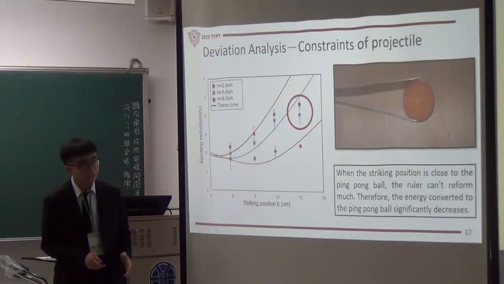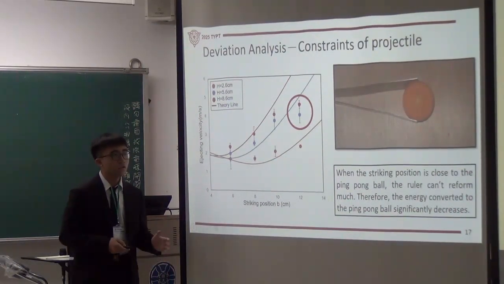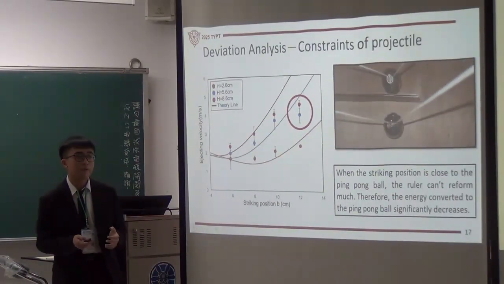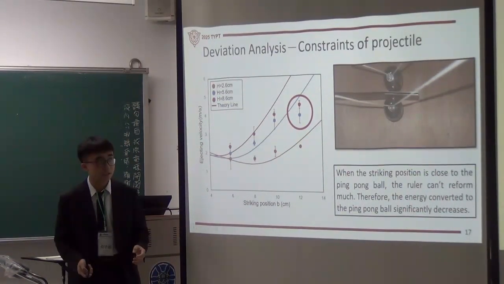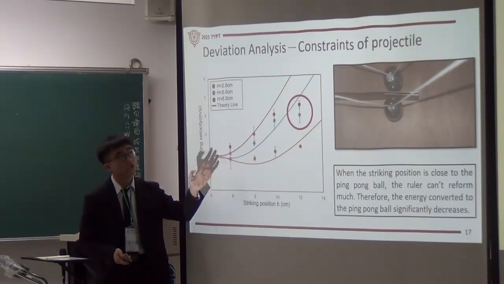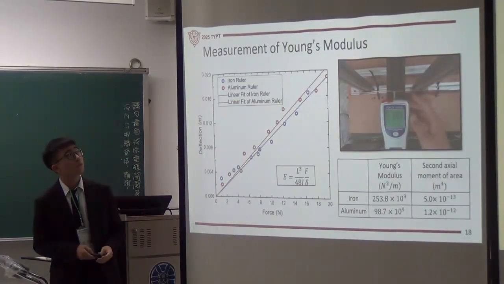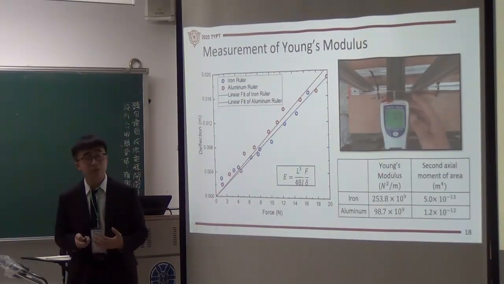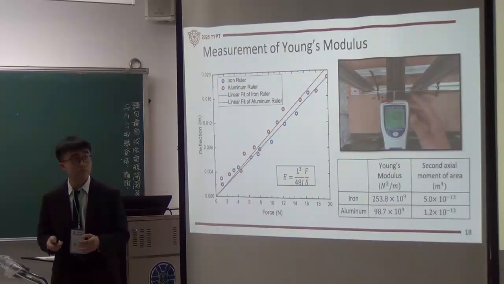Now, let's talk about the deviation analysis, as previously mentioned, of the constraint of the projectiles. When the striking position is close to the ping pong ball, the ruler can't deform much. Therefore, the energy converted to the ping pong ball significantly decreases, like the chart showing here. And also, we have done measurements of Young's modulus of different kinds of rulers.